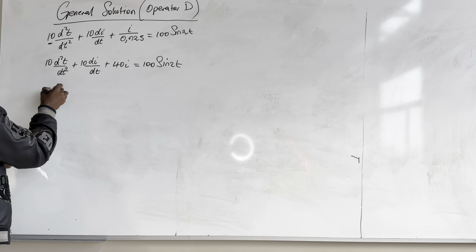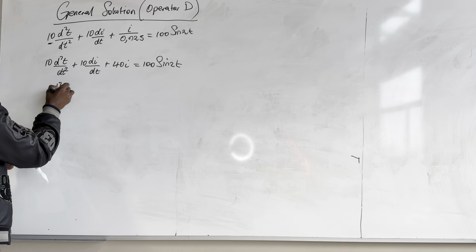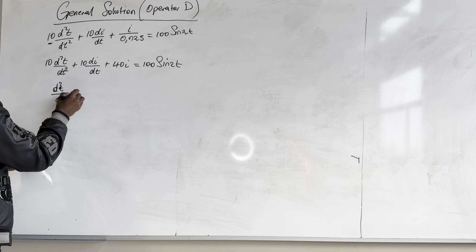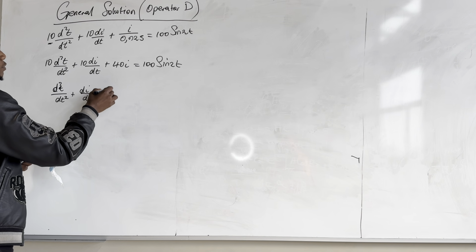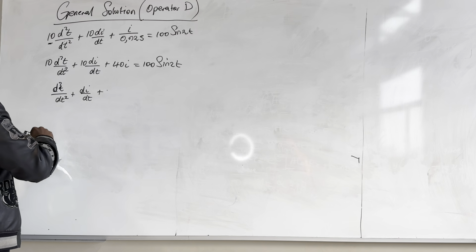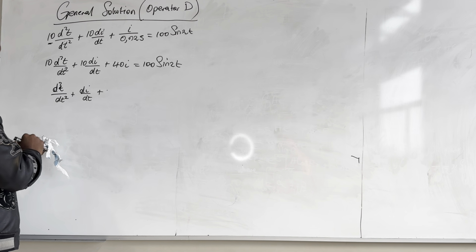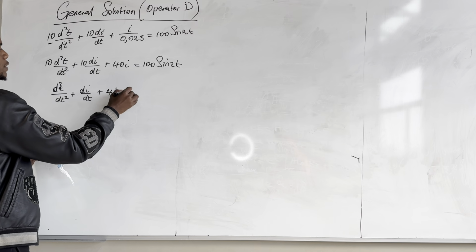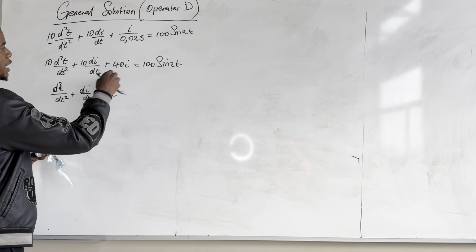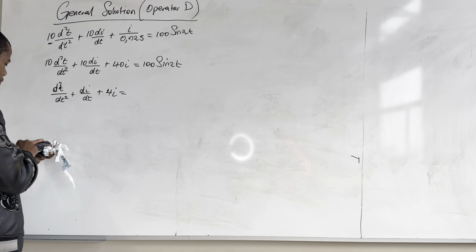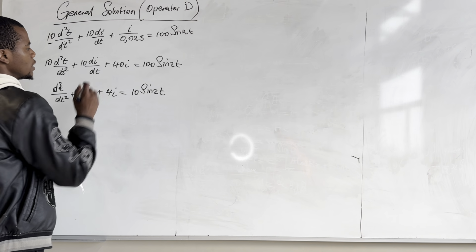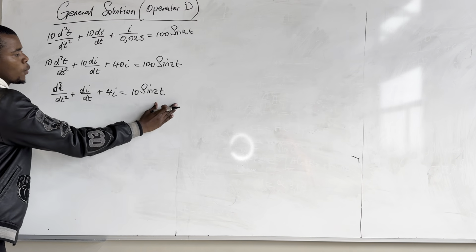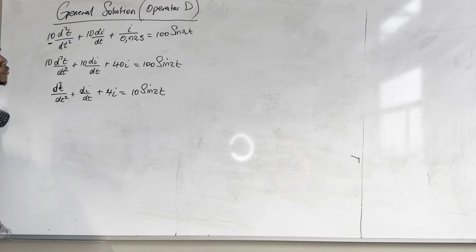So you'll be left with d squared i over dt squared, and then plus di over dt, and then plus 40 divided by 10, so it will be 4i. And it's equal to, on this side, 100 divided by 10, which is 10 sin 2t. So we now have the standard form of this equation.